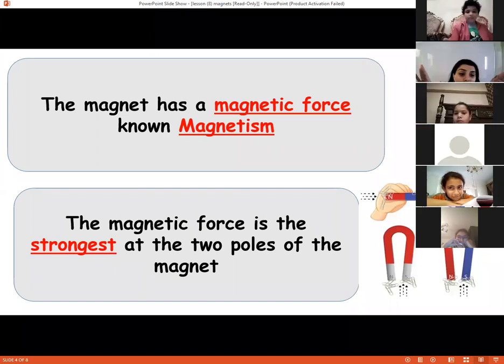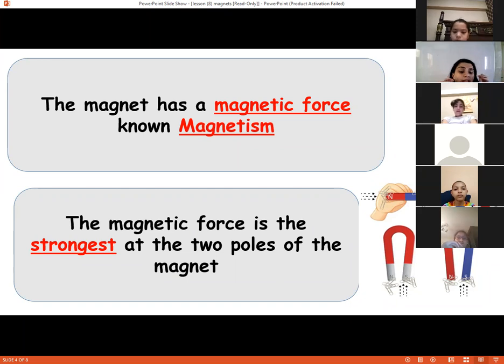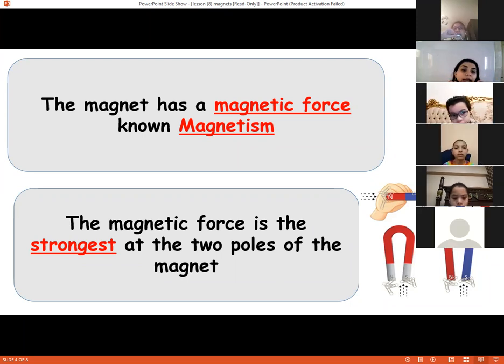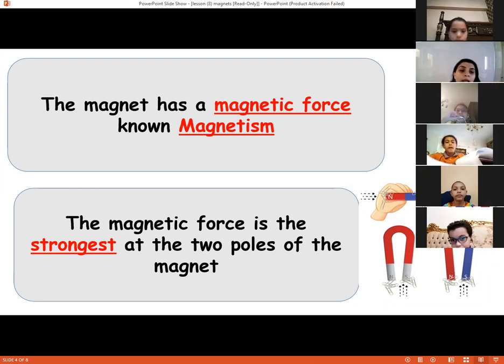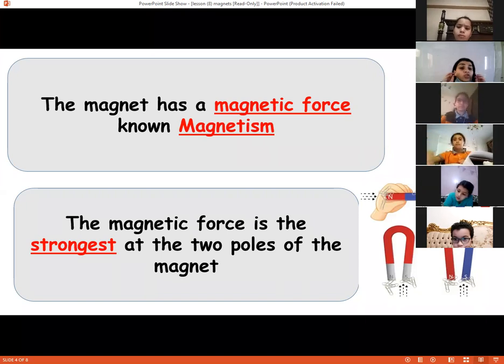All of you understand, Junior 3? Yes. So the last point here: I talked about the magnet has force. This force, magnetic force, I will give it a name. It's called magnetism. So the magnet has magnetic force, which is known as magnetism. I will ask you after I finish, okay? So this magnetic force is the strongest.